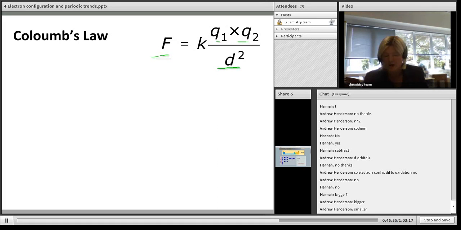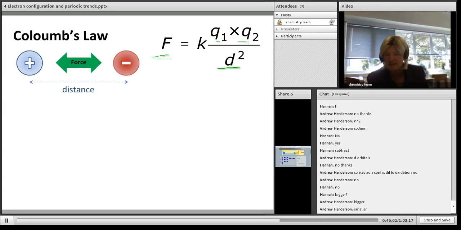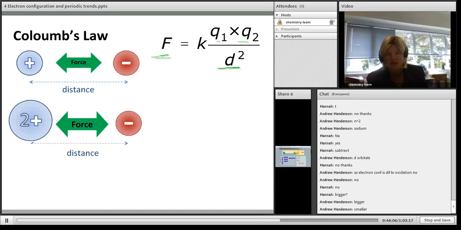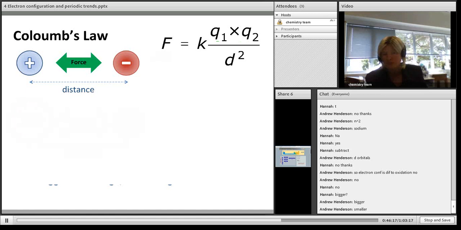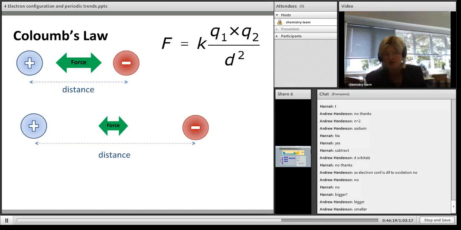So it's smaller. If you remember that, you are pretty much there. If you remember to talk about charge size and distance, you will definitely get Achieved. Okay? So there's an example of my protons and my electrons, the distance between them. The bigger the charge, so the more protons we have in the nucleus, the bigger the force of attraction of the nucleus on the electrons.